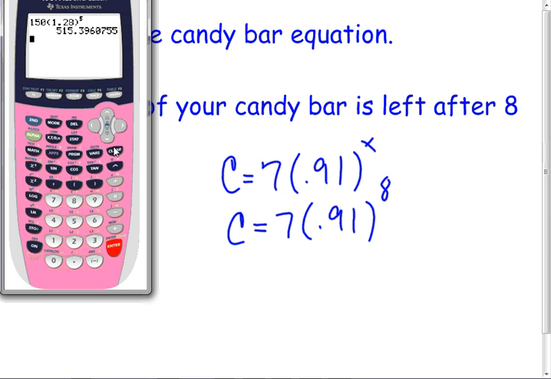Okay, so I'm going to clear that out. And we're going to put in 7. So you should do that with me. Let's use times this time, because that'll work. 0.91 to the 8th. Because that works too. You don't have to use parentheses. So there'll be 3 pounds left.